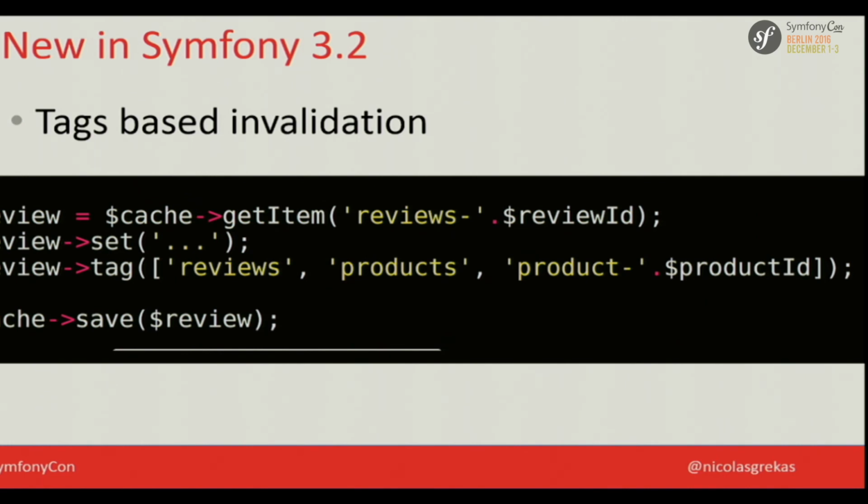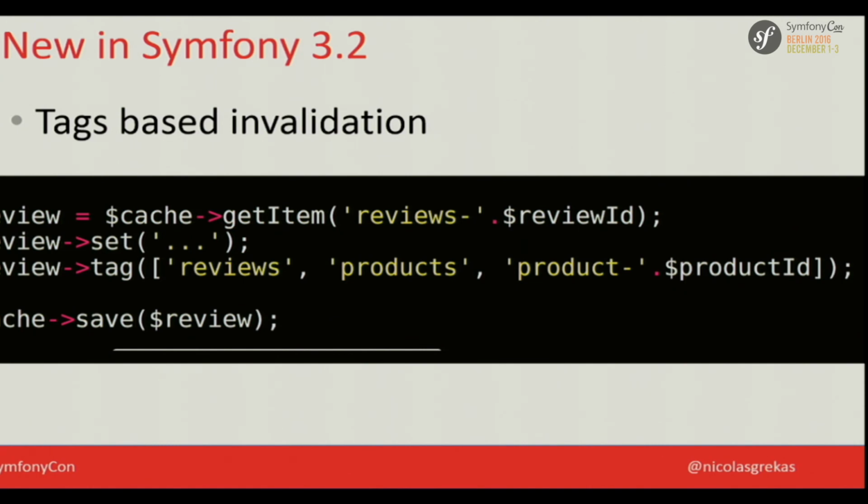Let's say we have products and reviews for products. So we store reviews, of course, in the cache. So we have an item there for review ID. We get that item. It's the cache item. So we set the value of the review, and we add tags on it. So let's say we have, in this case, 3 tags: reviews, product, and the number of the product. So we are saying this thing is a review, this thing is also related to a product, and also specifically to product ID things.